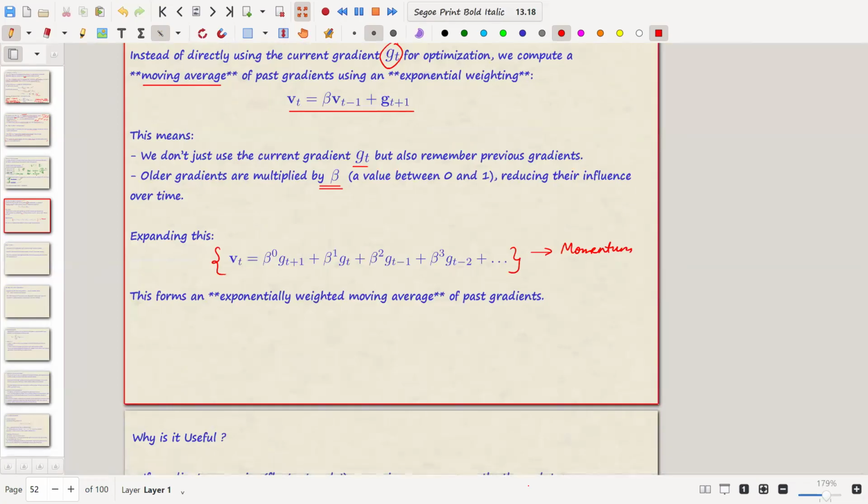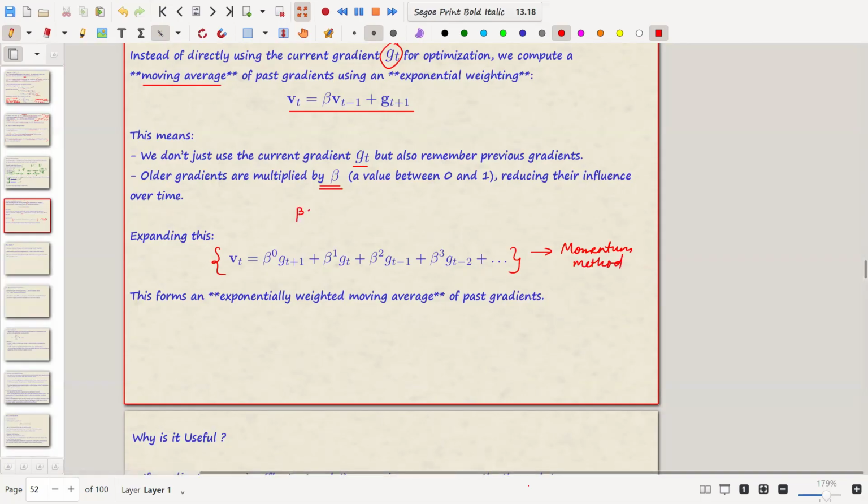So collect all the previous gradients, give highest priority to the most recent gradient, and exponentially less weightage to the past gradients. Okay. So this series you can write and say it is a momentum method. This is the momentum method, nothing else.